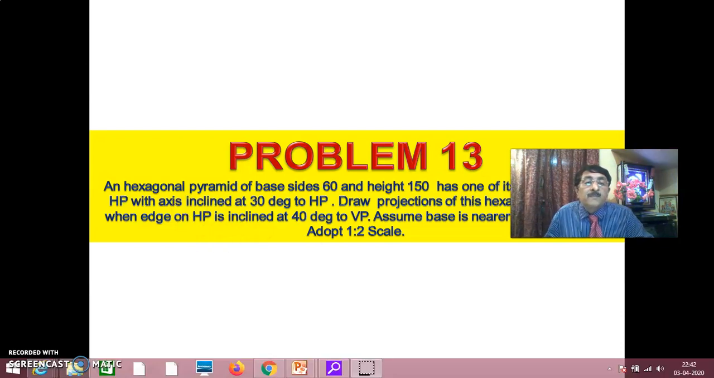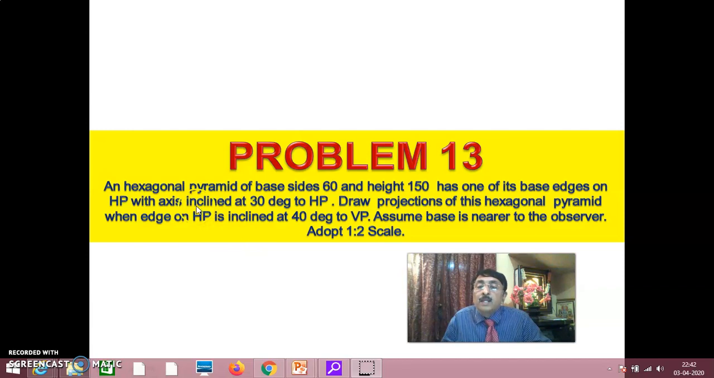In this problem, there is a hexagonal pyramid of base side 60 and height 150, with one of its base edges on HP and axis inclined at 30 degrees to HP. Draw projections of this hexagonal pyramid when the edge on HP is inclined at 40 degrees to VP. Assume base is nearer to the observer, adopt 1:2 scale. Since the dimensions are big, it's better you take 1:2 scale.